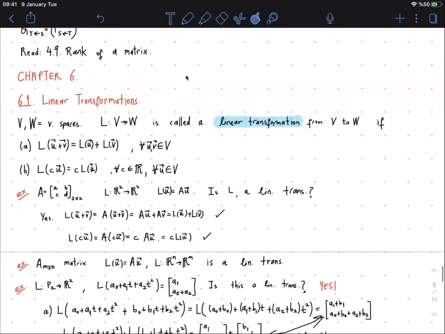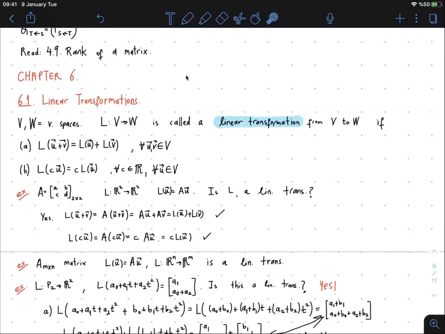So last time we started this new chapter about linear transformations. So what is a linear transformation? A linear transformation is basically a function between two vector spaces. Since vector spaces are sets, we can define functions between them. The important thing is that a linear transformation is not just a simple function, but it has certain properties. It has this property A and B.